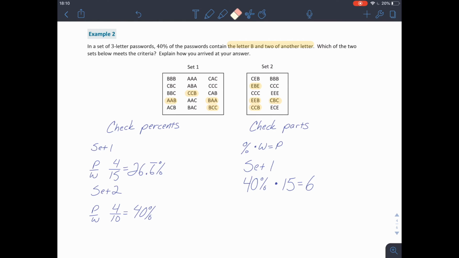So looking at set 1, we only had 4 options, not 6, so set 1 is a bit short of that 40%. For set 2, we would still take the 40%, but by the new whole for set 2, which is 10, and 40% times 10 is 4. And 4 is the number of passwords that met our criteria. So whichever strategy we use, we see that set 2 is the one that has 40% of the passwords that had the letter B and 2 of another letter.